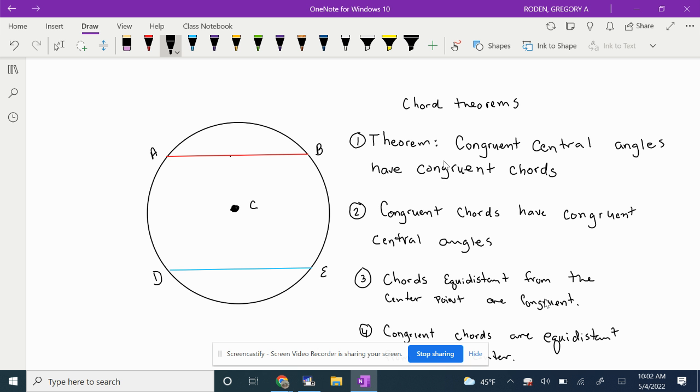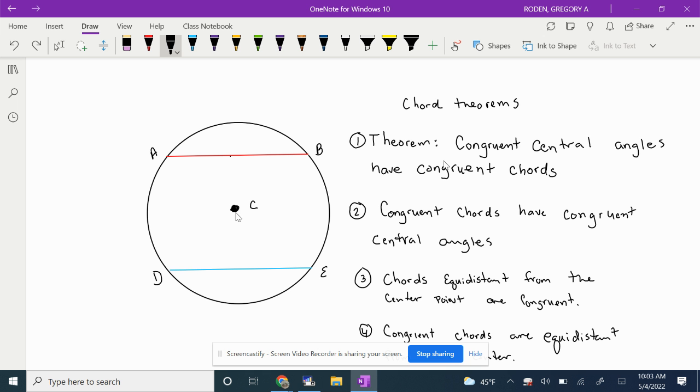Now, when we're talking about a point to a segment or a line, and we're talking about distance, remember, there could be multiple distances between C and the red line, right? This could be a distance. This could be a distance. This could be a distance. So when we're talking about distance between a point and a line, what kind of distance are we talking about?